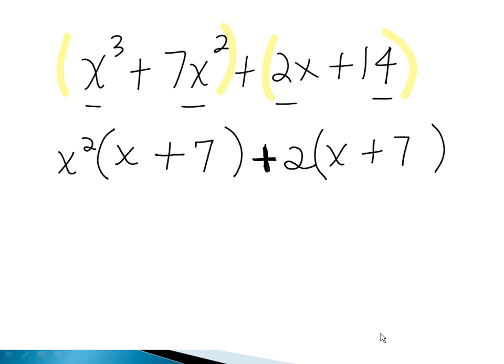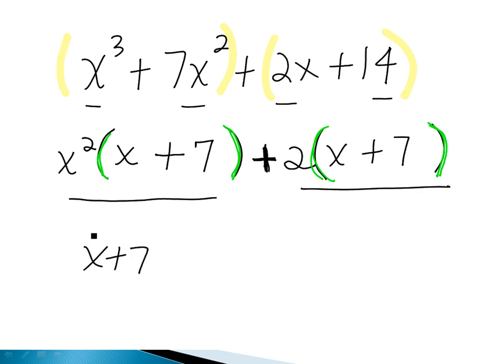So this is what you want. You want to see a common binomial factor. As you see, we have the same x plus 7 showing up. This shows you that you are on the right path, that you are working this problem out correctly, when you end up with a common binomial factor. So out of this term and this term, x plus 7 is your GCF.